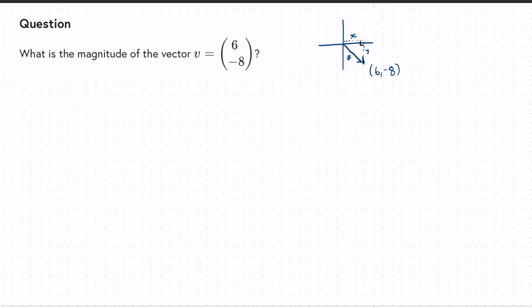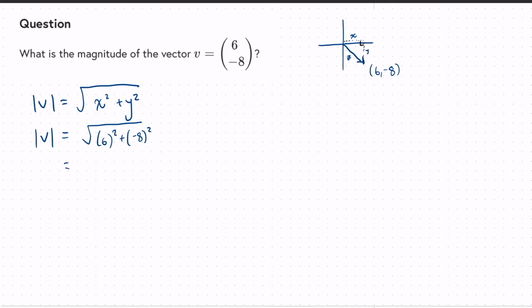So what I'm going to do is show you the general equation. The distance there is the square root of x squared plus y squared. This comes from Pythagoras' theorem. So let's look at this specific example. 36 plus 64 is 100. So the magnitude of v is 10.